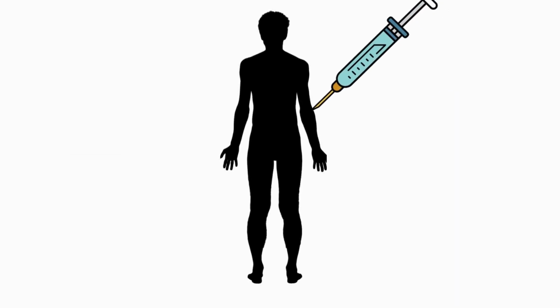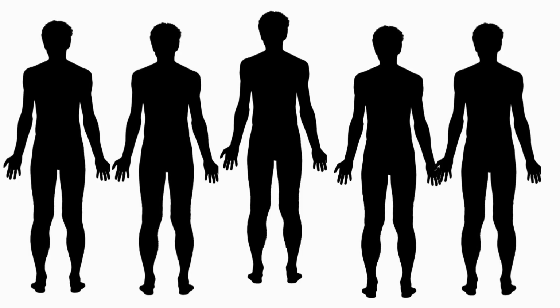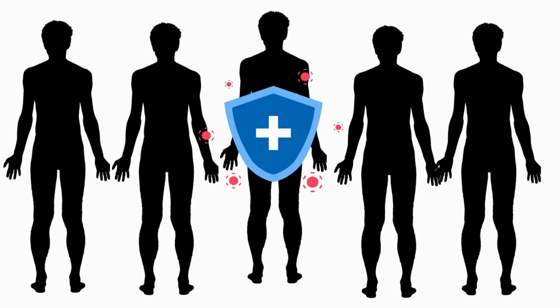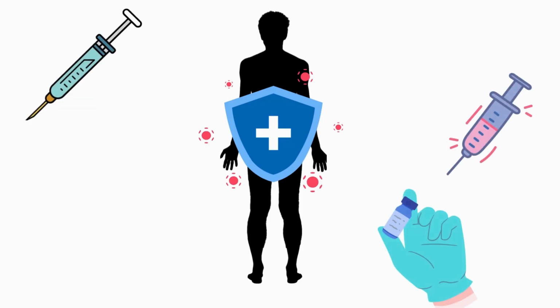Vaccines work by preparing the immune system in advance, giving our bodies the ability to recognize and fight viruses quickly and effectively. This protection not only reduces illness for individuals, but also helps safeguard entire communities. With immune memory on our side, vaccines remain one of the most reliable ways to prevent disease.